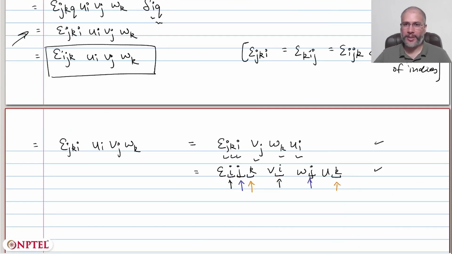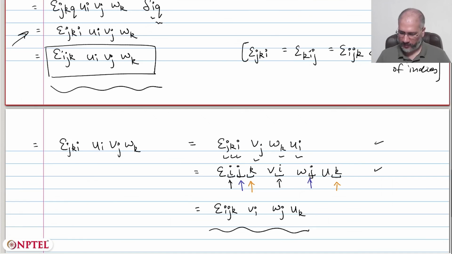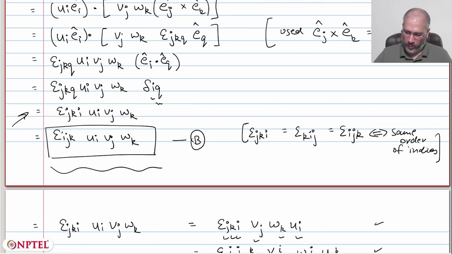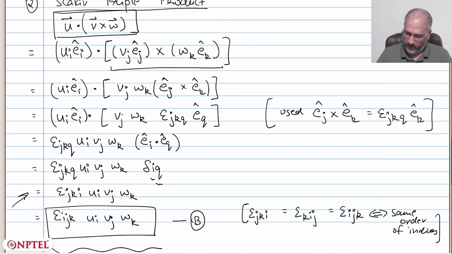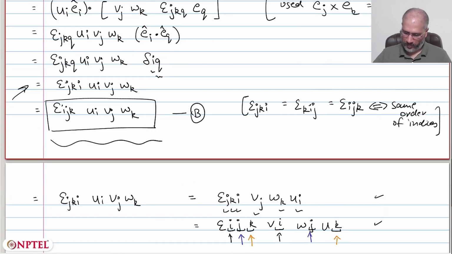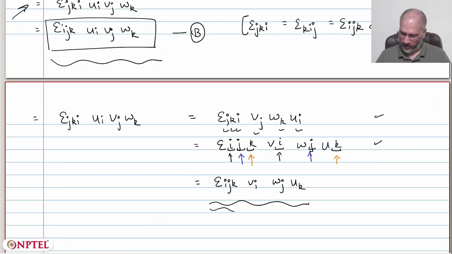So now you can start to guess what I'm doing here. This is epsilon ijk vi wj uk. Compare this with this. If we call it b, if b was the representation of a, you can see that is epsilon ijk, the indices i, j and k in that order, and then you have ui vj wk. So that's equal to u dot v cross w. So with that pattern, this expression here is v dot w cross u.